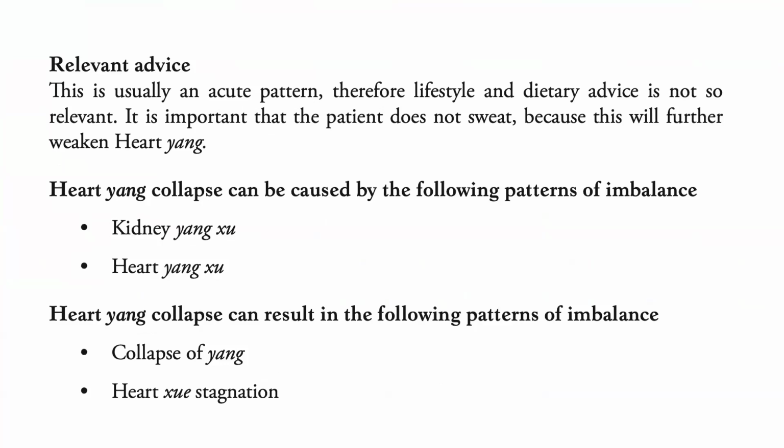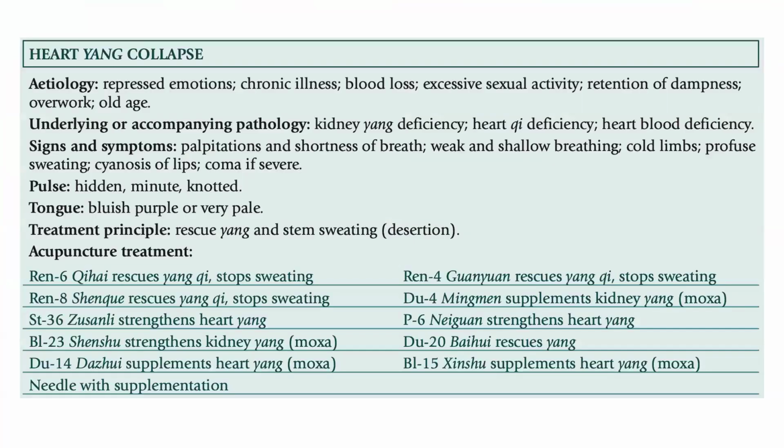Heart-yang collapse can be caused by the following patterns of imbalance: kidney-yang deficiency, heart-yang deficiency. Heart-yang collapse can result in the following patterns of imbalance: collapse of yang and heart-blood stagnation. In summary, heart-yang collapse, etiology: repressed emotions, chronic illness, blood loss, excessive sexual activity, retention of dampness, overwork, and old age. The underlying or accompanying pathology would be kidney-yang deficiency, heart-qi deficiency, heart-blood deficiency.